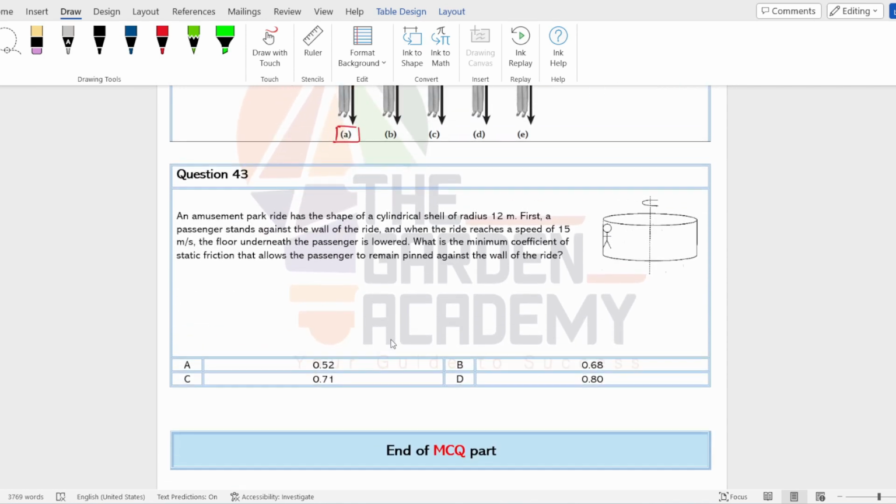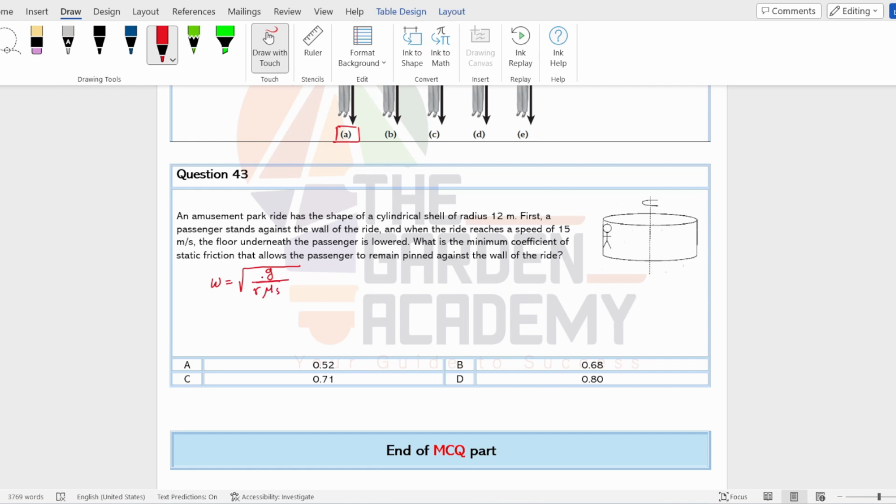Now let's go to the final question that we have in the MCQ part. This is the multiple choice questions part. هنا بيقول an amusement park ride has the shape of a cylindrical shell of radius 12 meters. First, a passenger stands against the wall of the ride, and when the ride reaches a speed of 15 meters per second, the floor underneath the passenger is lowered. What is the minimum coefficient of static friction that allows the passenger to remain pinned against the wall of the ride? طبعا, we will use the same exact equation that we have just derived, which is omega equals the square root of g divided by r mu s.